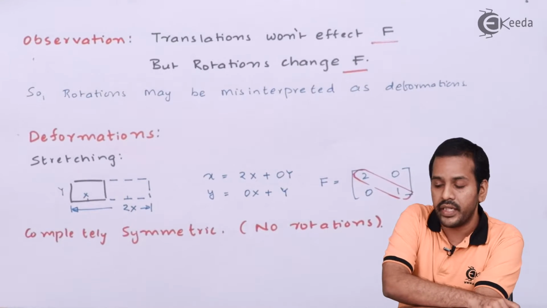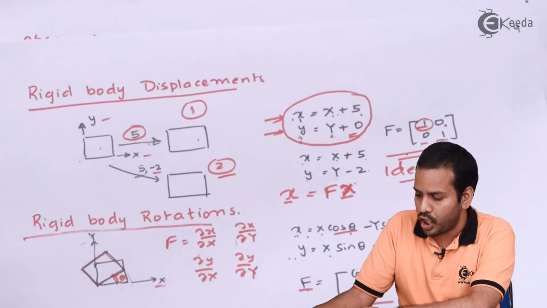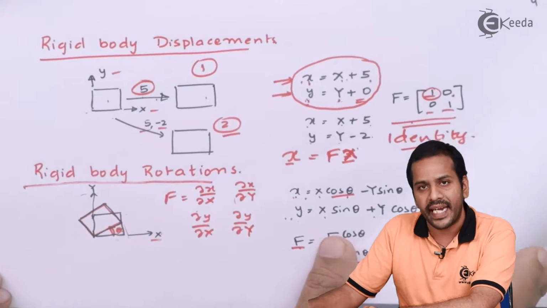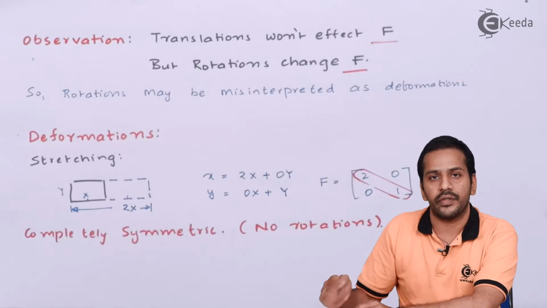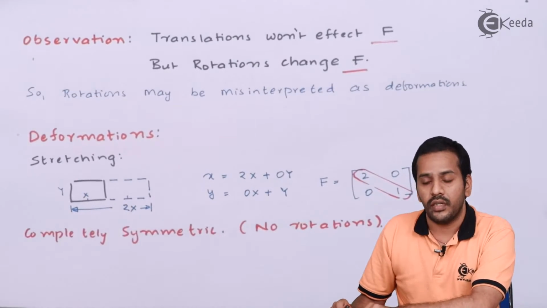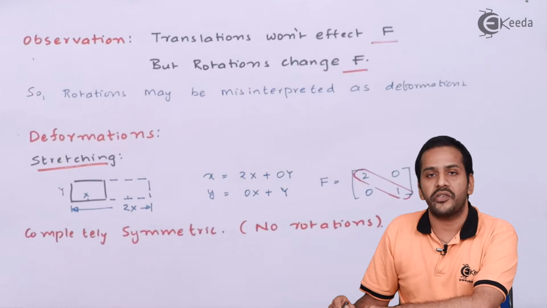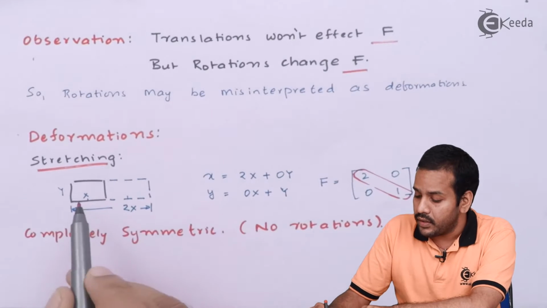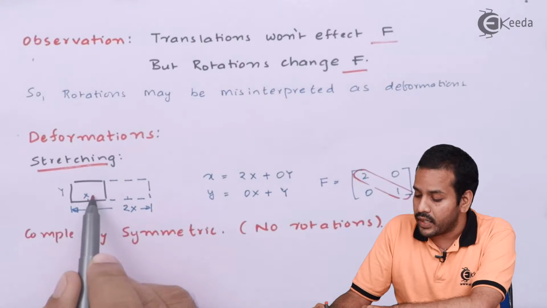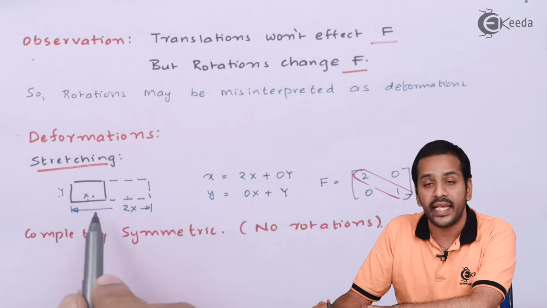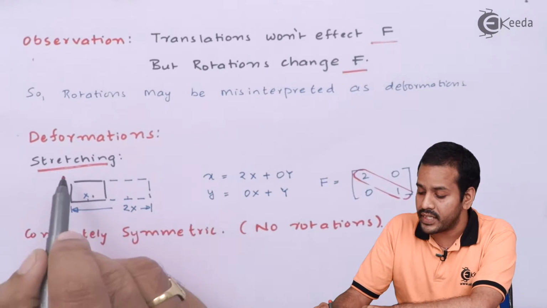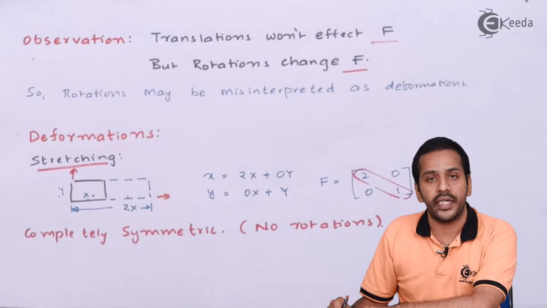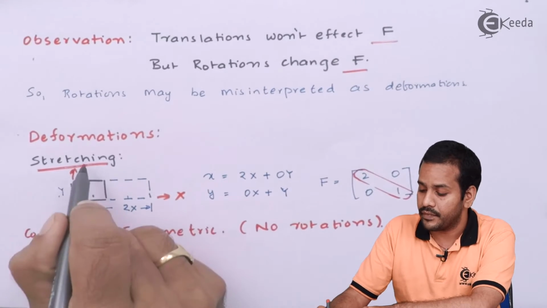Since I have covered the rigid body displacements and rotations, that part is over. Now, coming to the second part, that is nothing but the deformation. In the case of deformation, let us take an example of stretching. Let us take this as my initial object, and the dimensions of that square will be x and y, and this has been assigned the same Cartesian coordinate system, x and y.